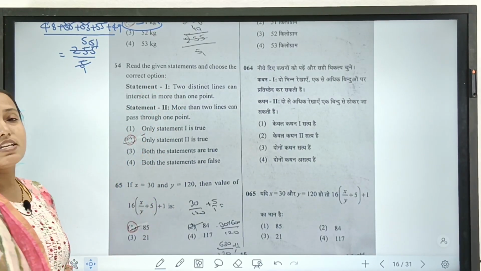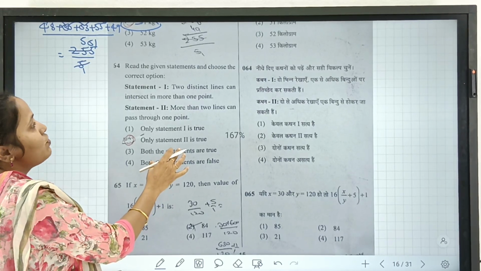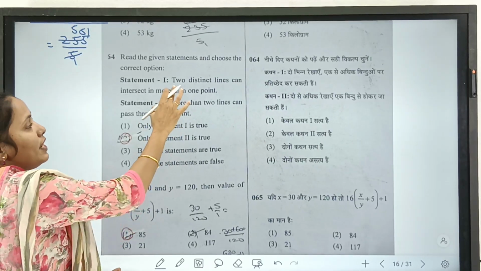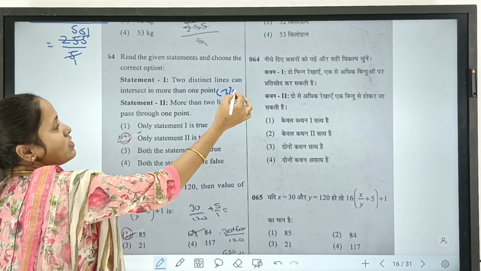Here, read the given statement. Choose the true and false. Actually, first of all, we need to justify. You need to give here true or false for this question.